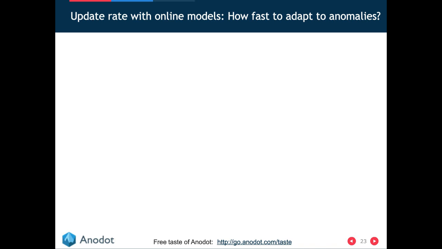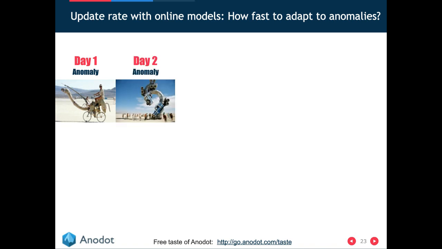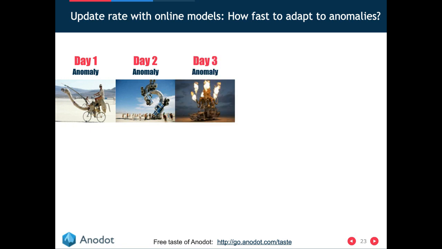Last month I attended an event called Burning Man, and it's a very, very strange event in the middle of the desert in Nevada. When you go there, you start seeing things like this. You start seeing people riding on bicycles that look like camels, and that's an anomaly. On the next day, you see people with all sorts of weird art, and you see cars blowing fires and looking like octopuses. So those are all anomalies.